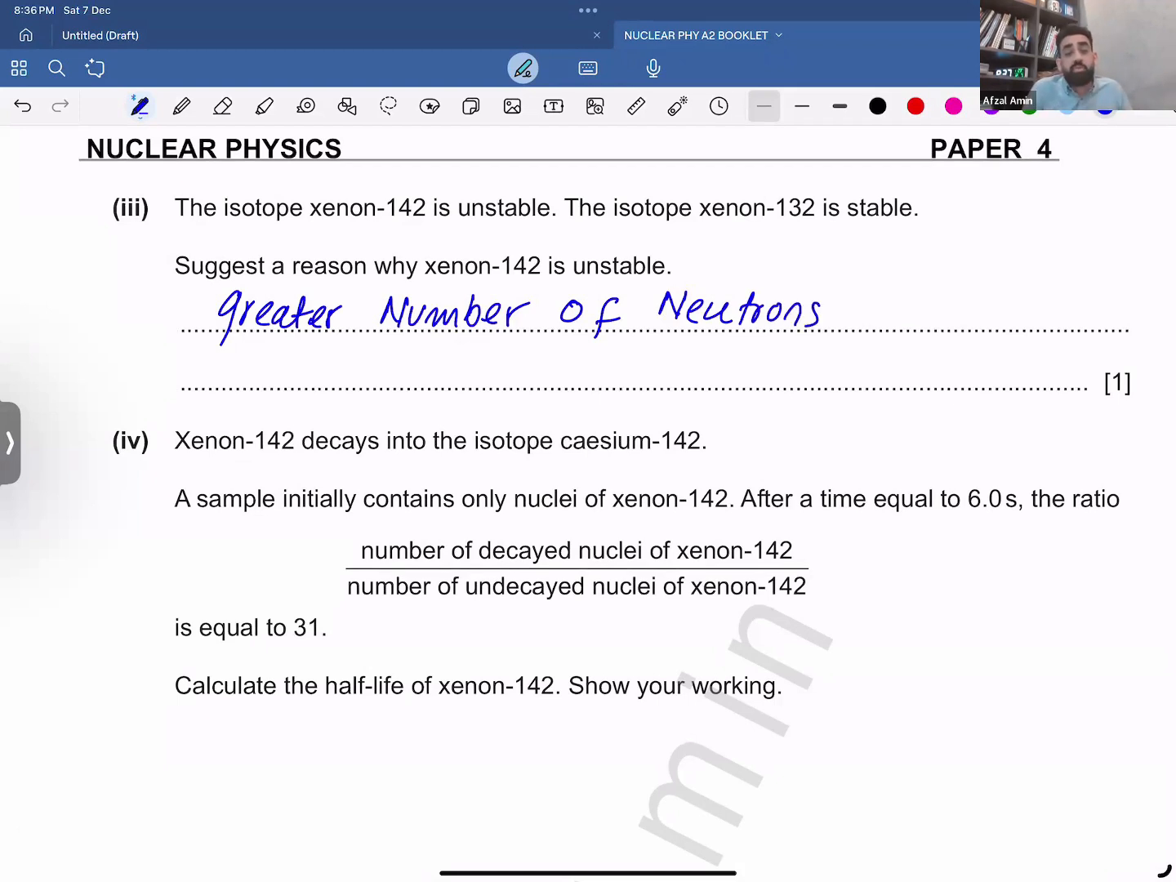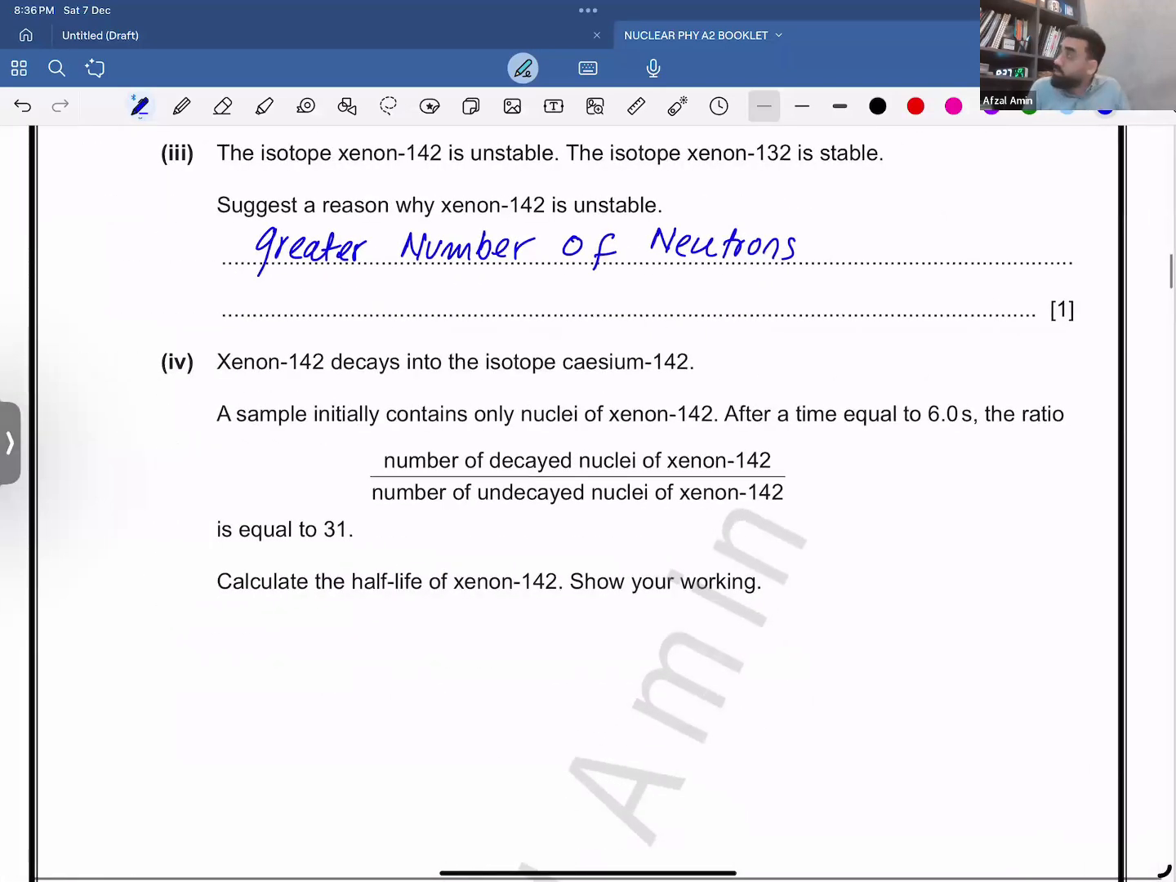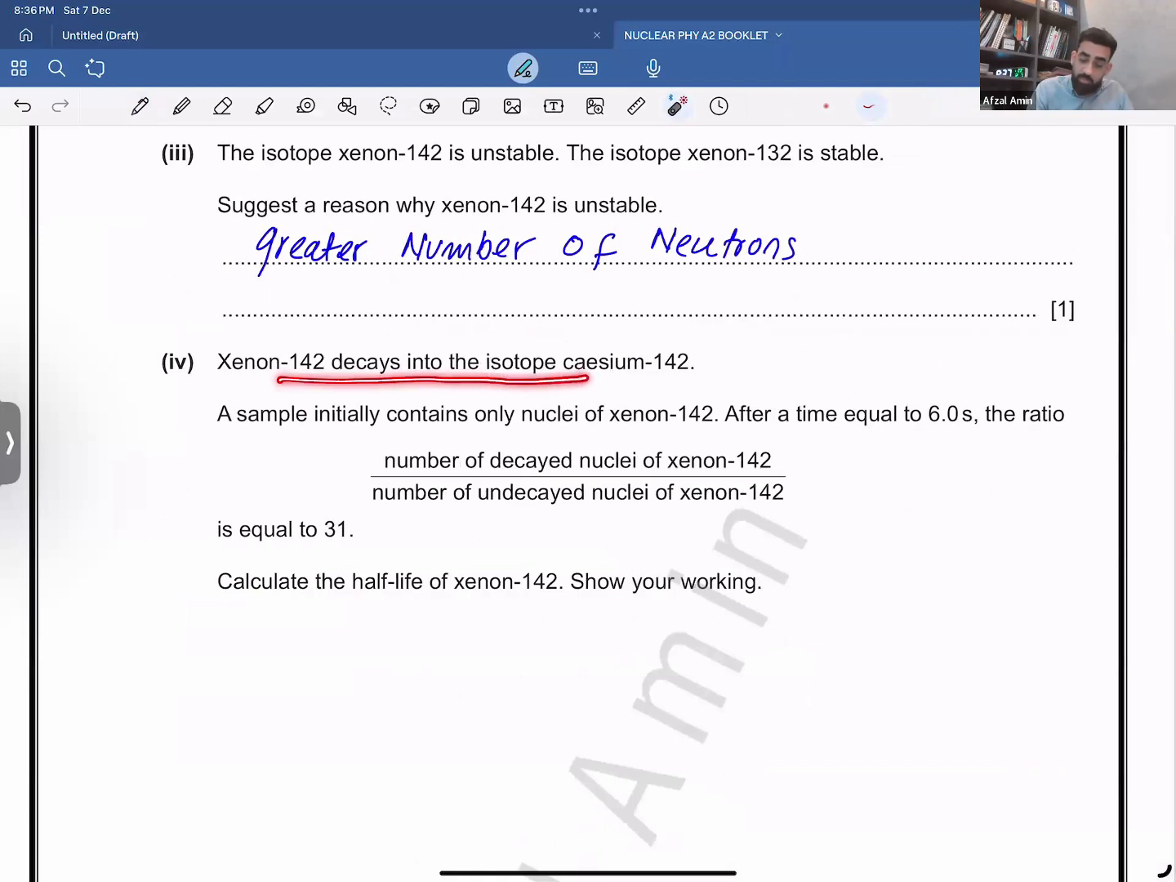Just keep in mind, if the neutron to proton ratio is high, it is more unstable, more radioactive. If low, less unstable, meaning stable. Xenon 142 decays into cesium 142.